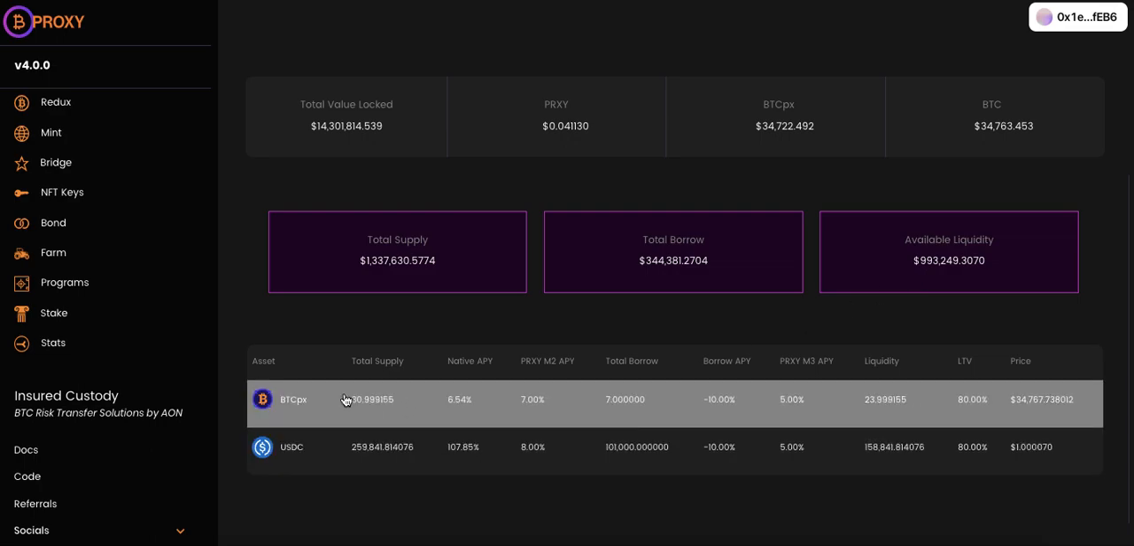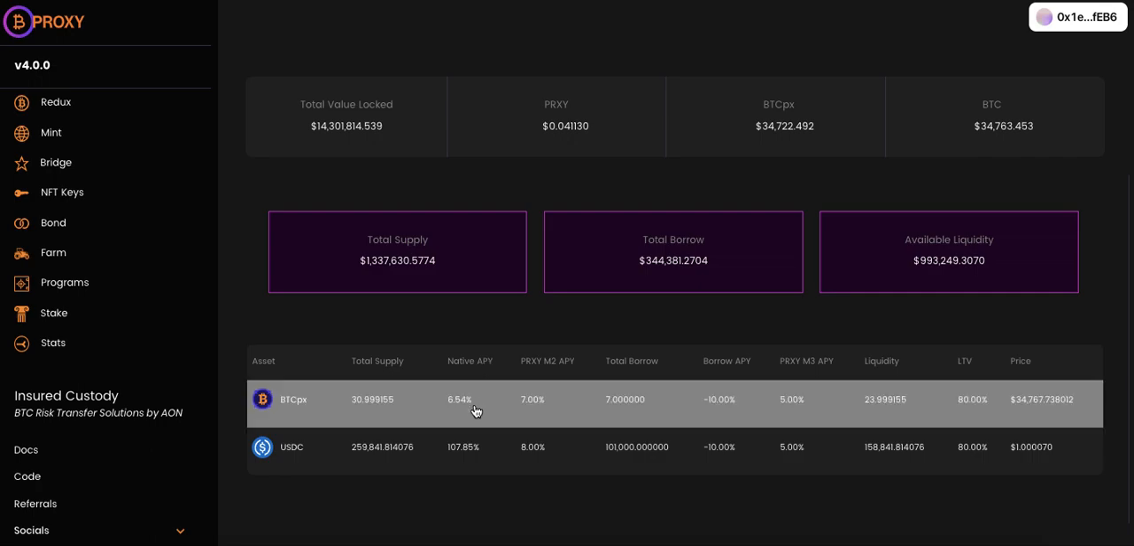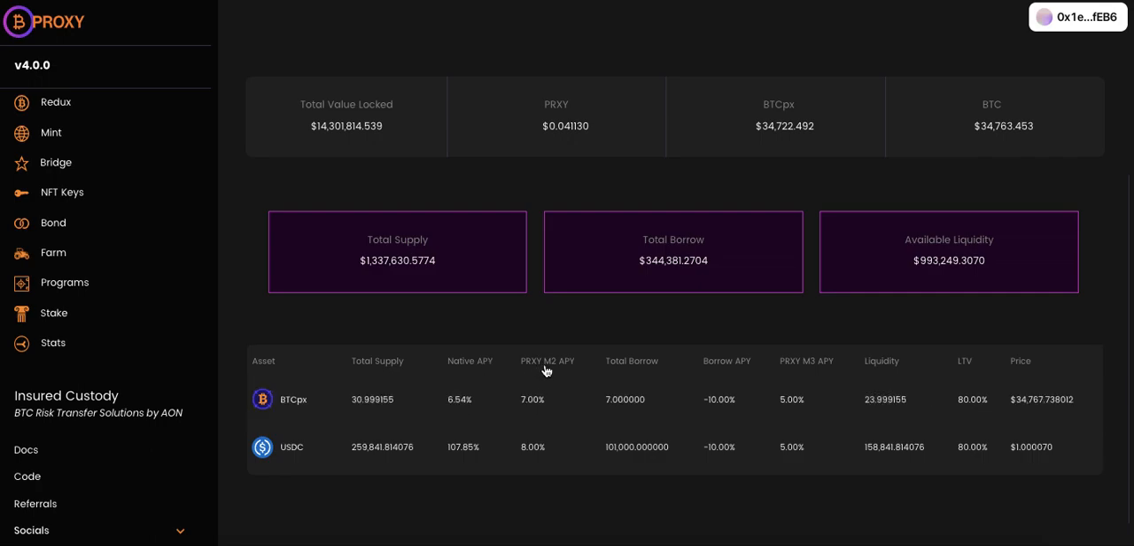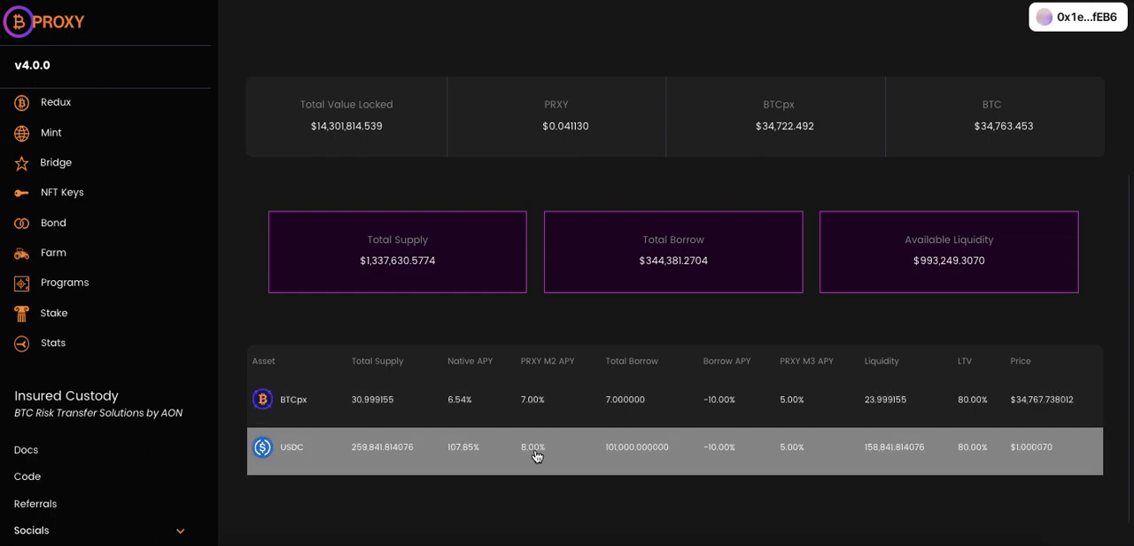Here we've supplied two assets and created two pools, the BTCPX and USDC. You can see the total supply, the native APY, or the interest rate for supplying that pool in its native currency, and the proxy mode 2 APY. This is an alternative to the native APY that you can choose to be rewarded in lieu of the native APY in case the native APY is too low. Here we have set it at 7%, and for USDC at 8%.